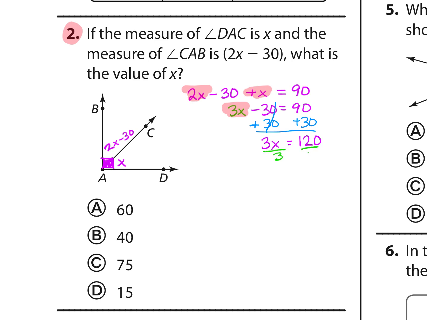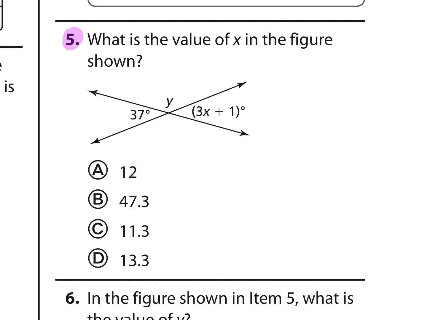Divide both sides by 3. And x is 40. It's just asking for the value of x, so we finish there. Sometimes it goes beyond and asks for one of the angle measures. Number 5, what's the value of x in the figure shown?